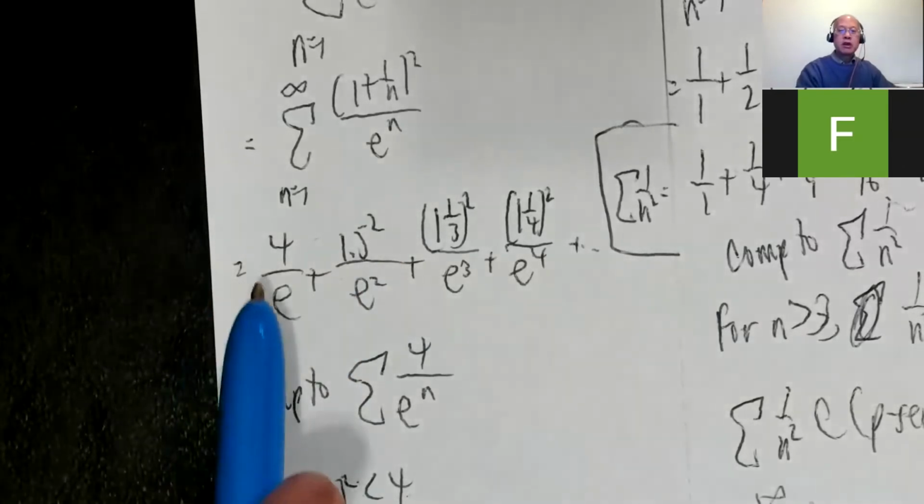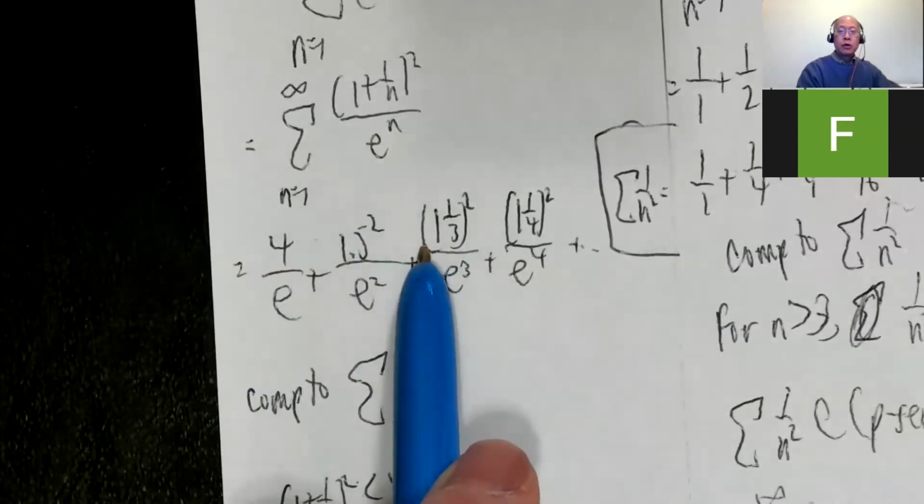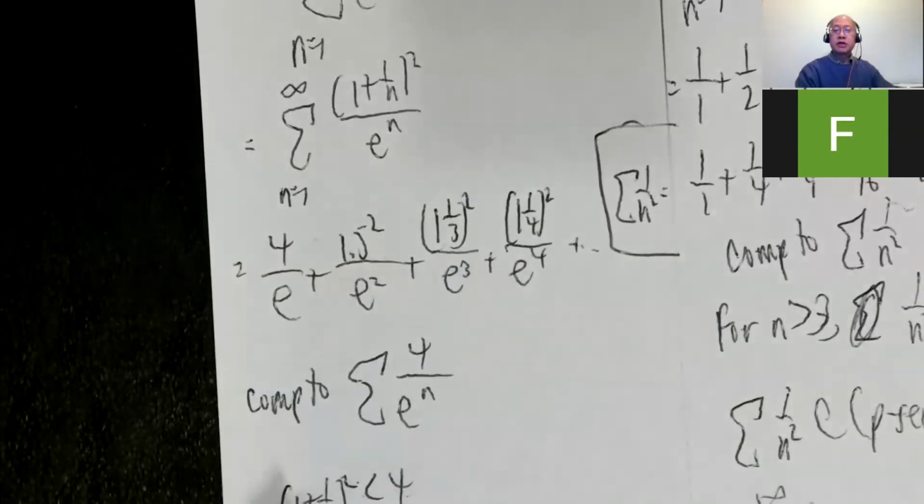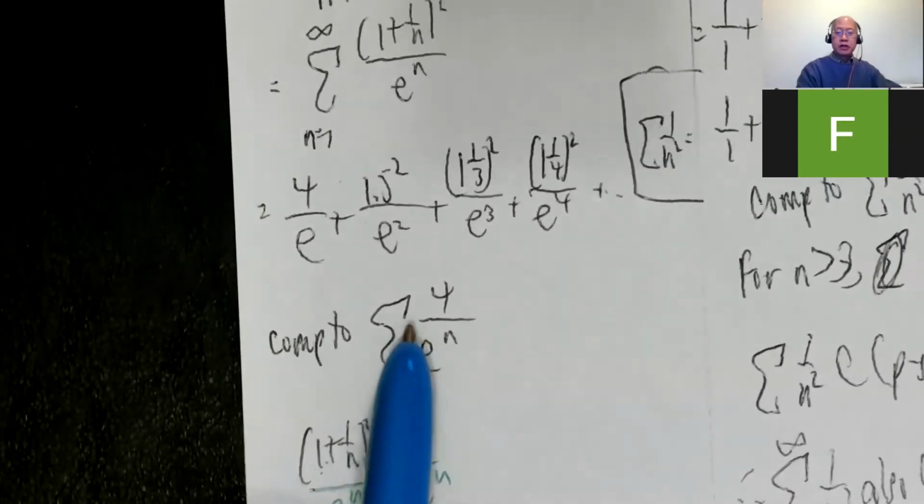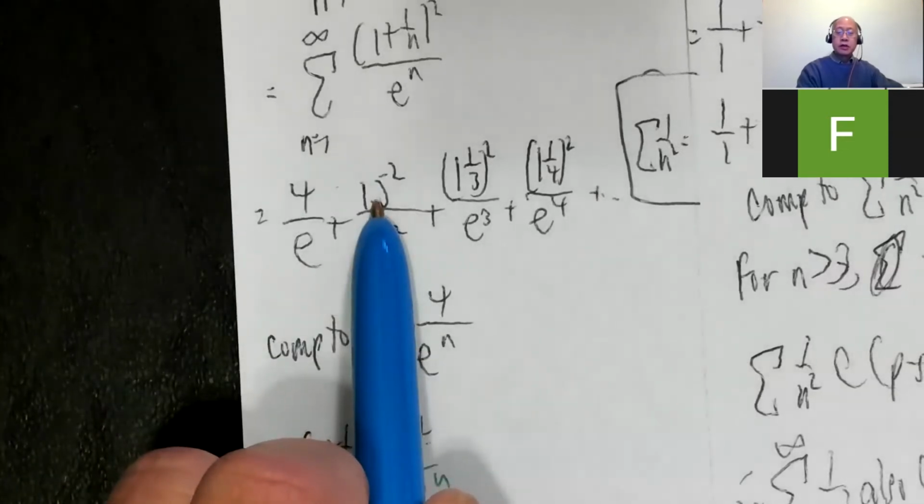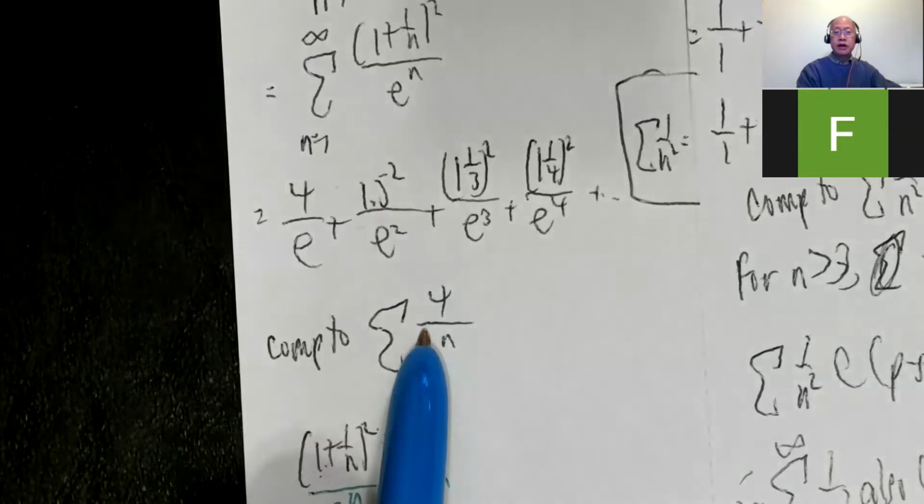So look at the numerators. 4, 1.5 squared, that's like 2.25. 1 1/3 squared is what? 4 over 3 squared is 16 over 9. They're getting smaller. Okay. So a so-called bigger series term by term is summation of 4 over e to the n. And I know this converges. Therefore, this series, which is all positive and term by term less than or equal to this series, will also converge. So that's a strategy.